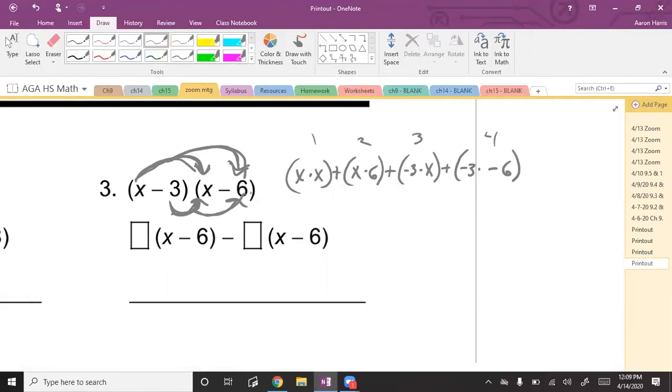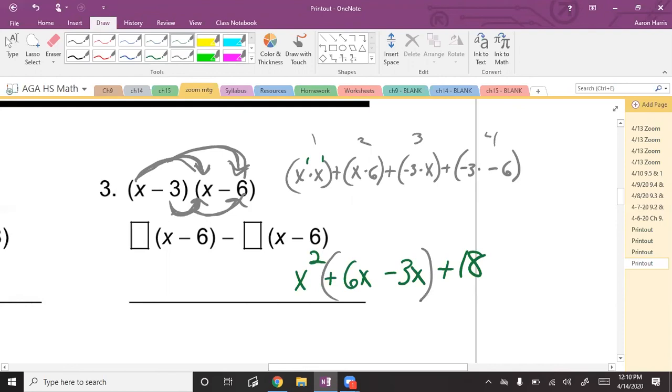So let's do it. What's x times x? We add the powers. 1 plus 1 is 2. So we get x squared. What is x times 6? 6x. There's only one x there, right? What's -3 times x? -3x. Good. What's -3 times -6? 18. Great job. Can I combine any like terms?